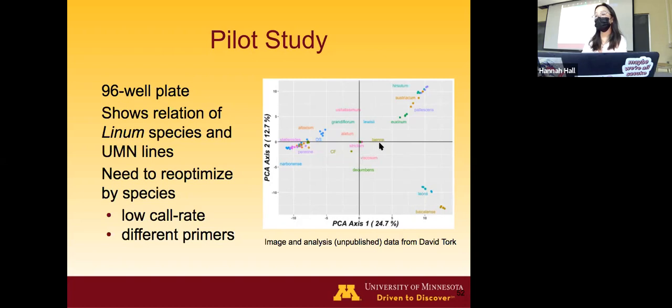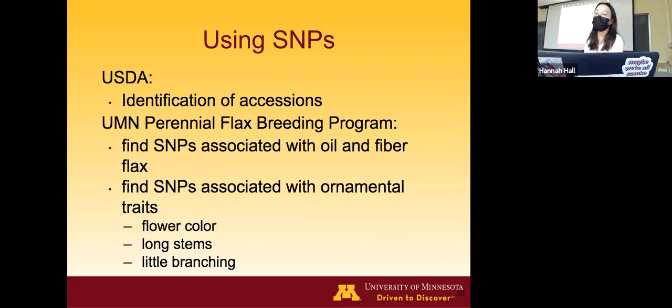So what could we use these SNPs for? The USDA gets to identify what their accessions are, like by species, and then we get to find SNPs associated with oilseed and fiber flax that we can use. And then we also get SNPs associated with ornamental traits. So we would be able to see possibly flower color, SNPs associated with long stems, and then also ones associated with little branching, which are very good for cut flower.